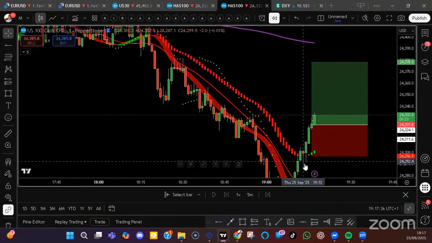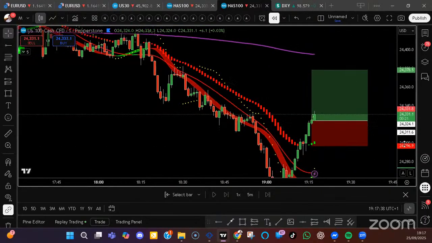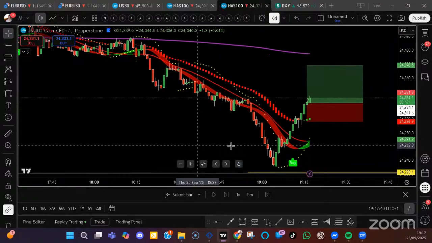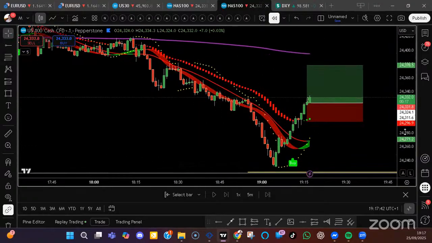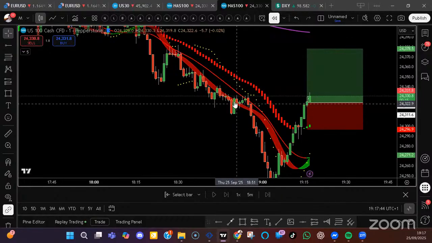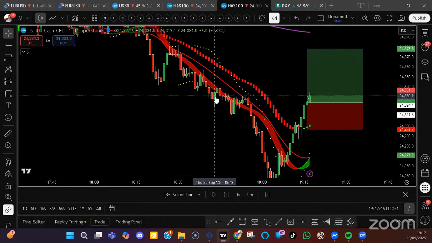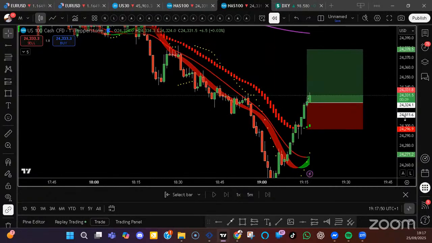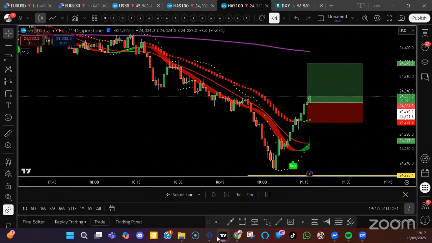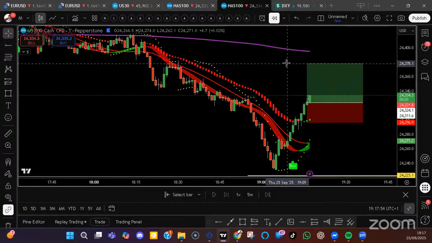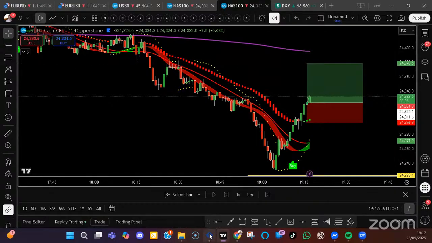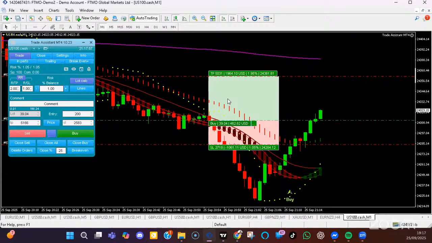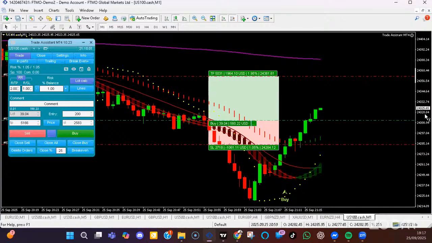So I'll get rid of the EUR USD. So that's my trade drawn out for me on TradingView. Just gone past that a bit, that's good. So does that look about right on my MT4? Yeah, pretty much.